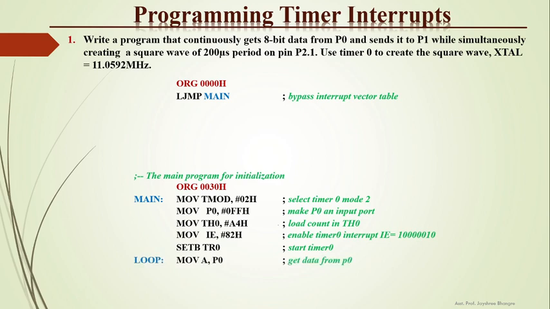While doing this, we have to get data from port 0. So we write the instruction MOV A, P0. Whatever data is available at port 0 will be loaded into the accumulator. And we have to send this data to port 1, so we use the instruction MOV P1, A, sending the data from port 0 to port 1. We have to do this continuously.